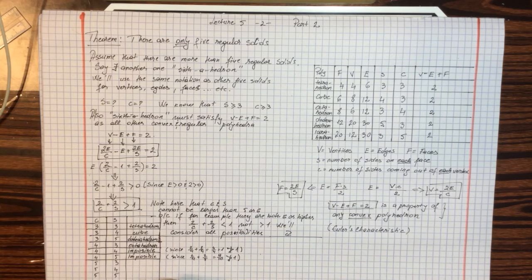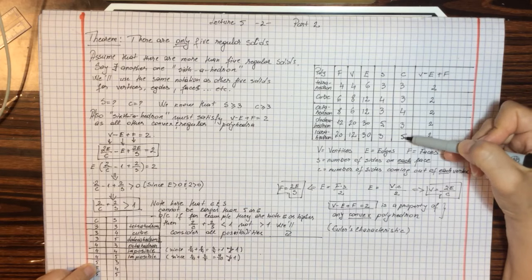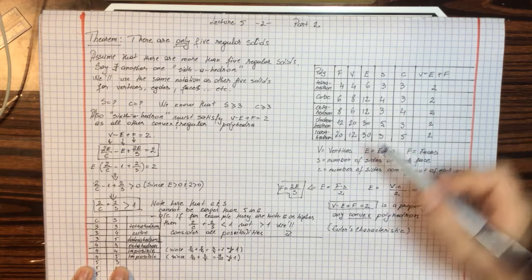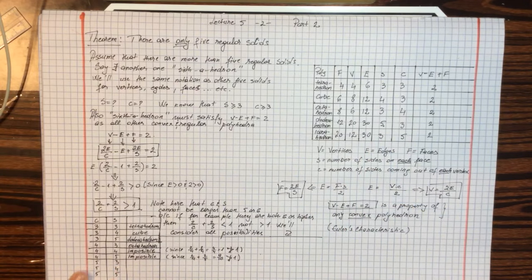Okay, what about the combination 5 and 3? C is 5 and S is 3, well, that's the icosahedron.